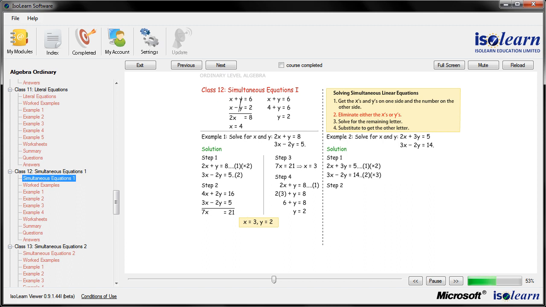Equation 1 becomes 4x plus 6y is equal to 10. And equation 2 becomes 9x minus 6y is equal to 42. Add the equations to give 13x equals 52.